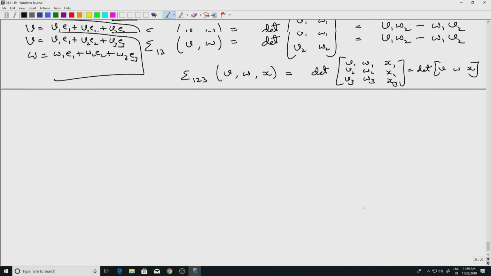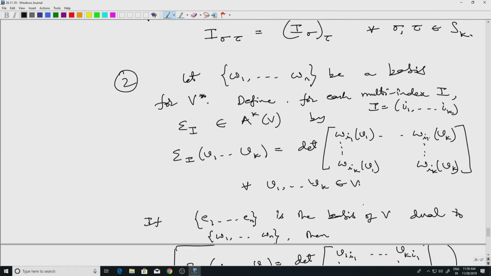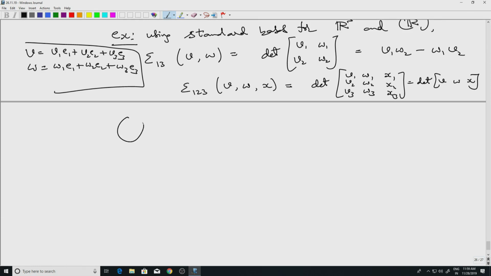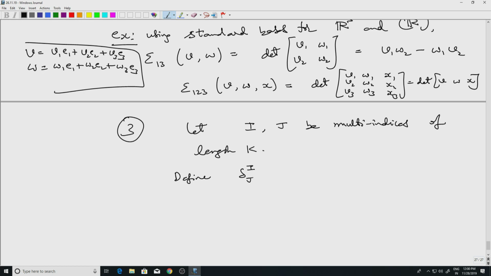So that's one definition, and this is definition 2. Let's introduce one more notation, 3. Let I, J be multi-indices of length k. Define delta IJ equals the determinant of the matrix with entries delta I1 J1, delta Ik J1, delta I1 Jk, delta Ik Jk.